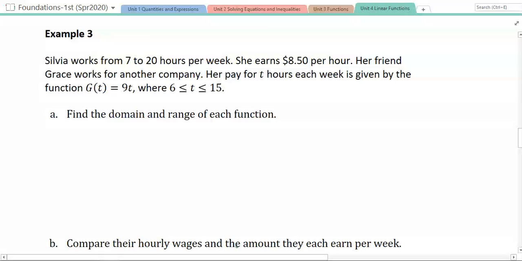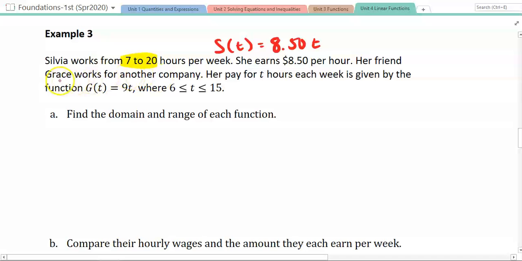So let's talk about these two different people that are working, right? So Sylvia works between 7 and 20 hours. That's our domain. Because again, the hours that we're working is our input and the pay is the output, right? So I'm going to define this function as S of t. Now, if I'm getting paid to work so many hours, it's going to be the amount that I'm paid per hour times the number of hours that I work. And so I'm going to get 8.50 times the t.